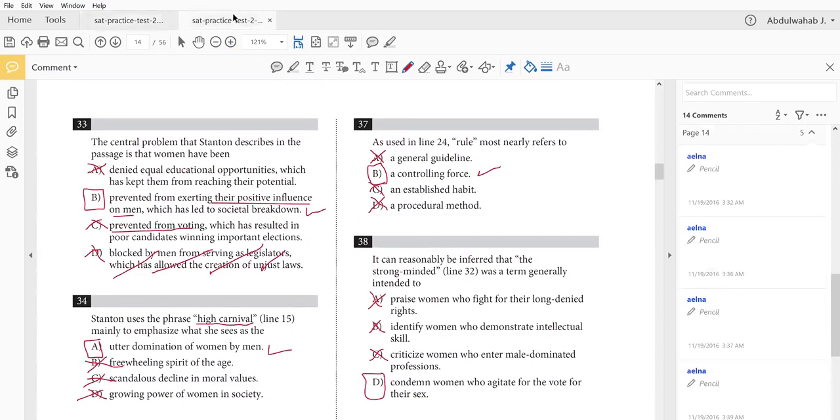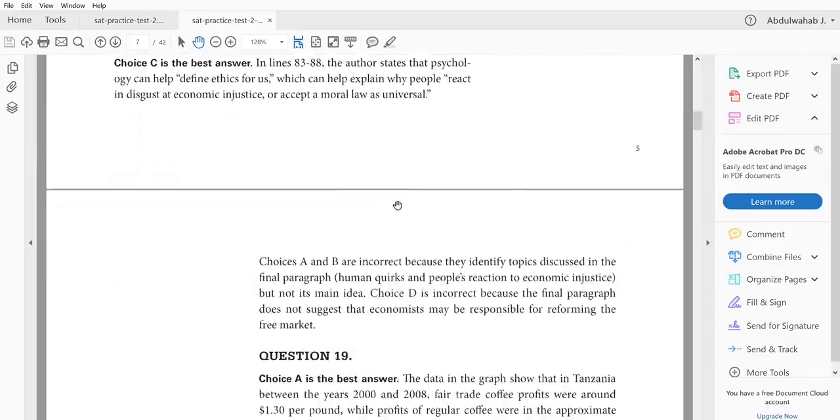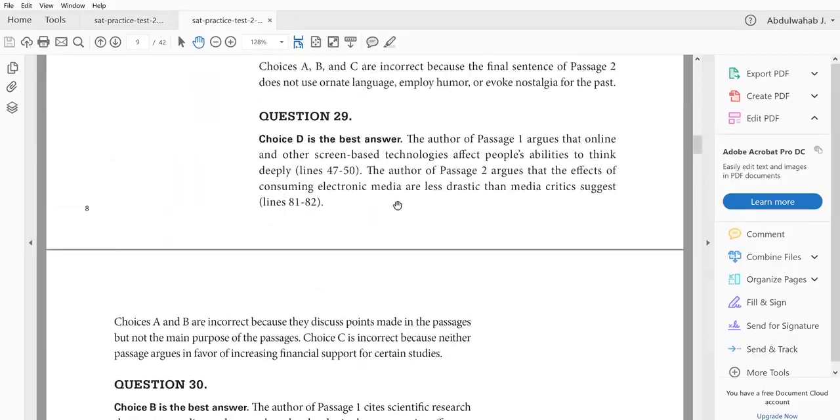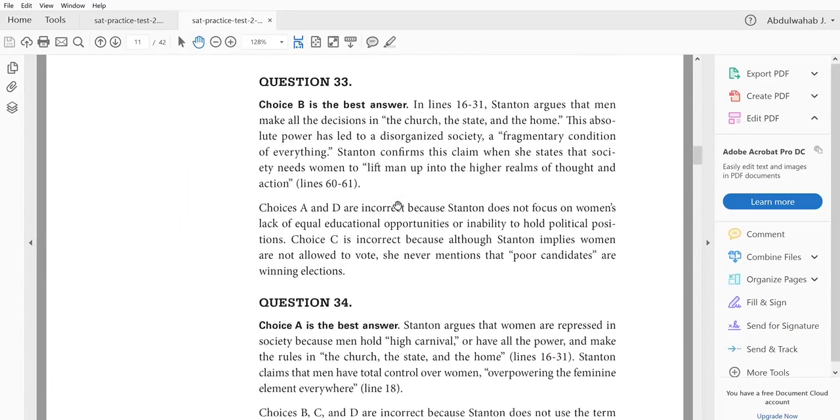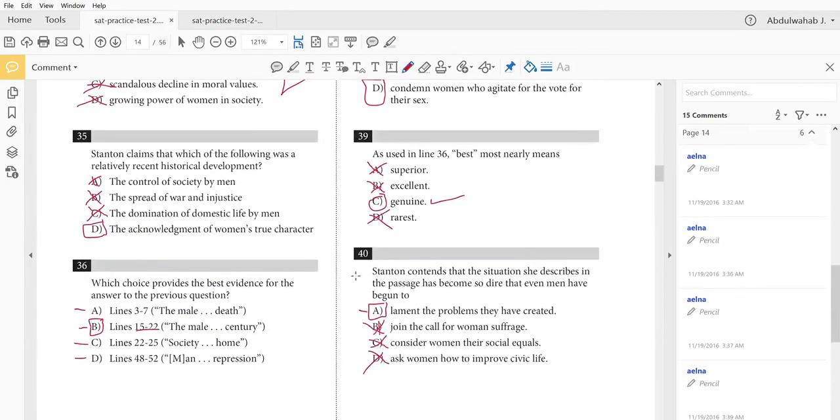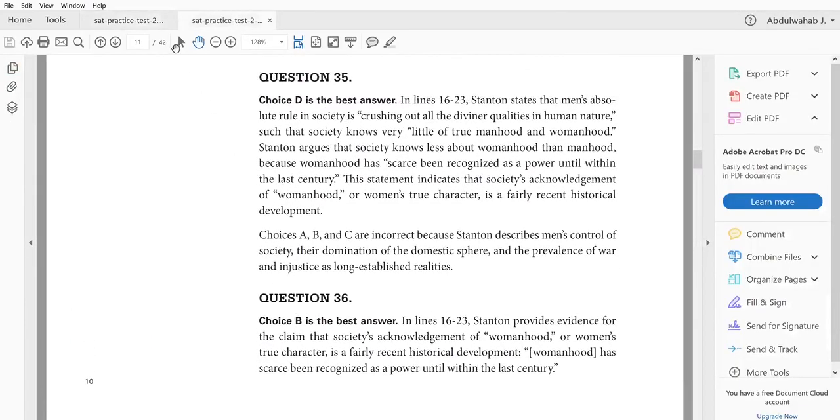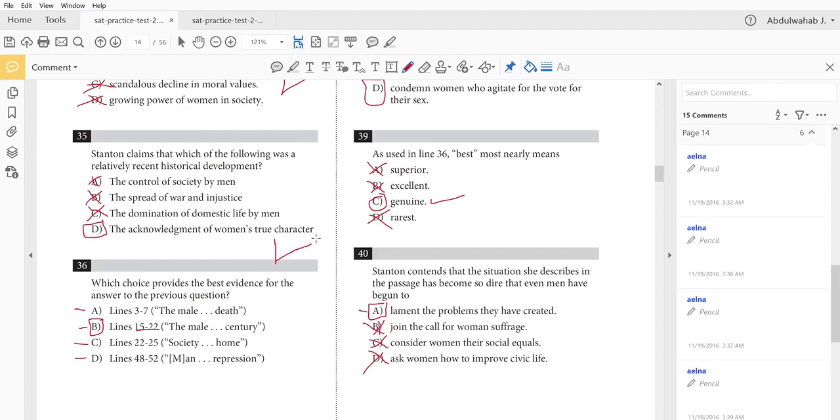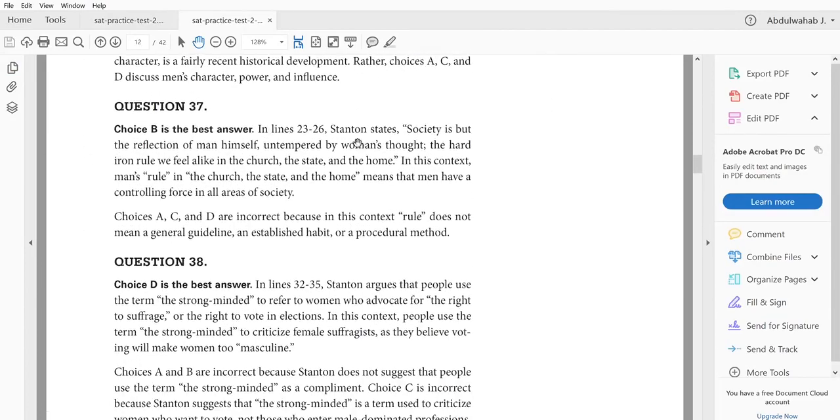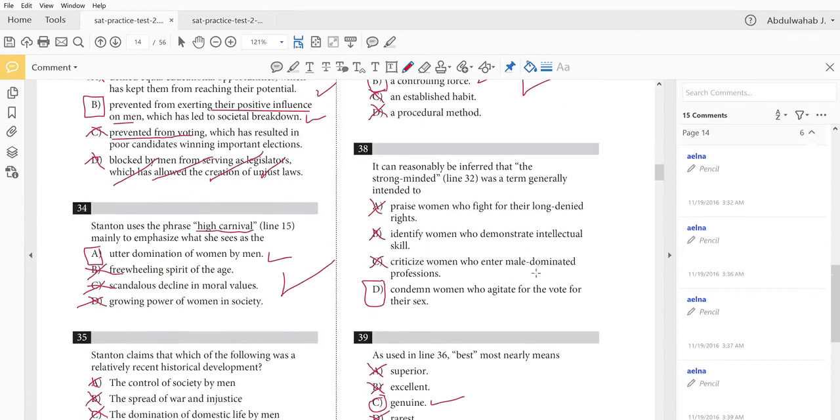So let's go through the answers as we usually do. We did questions 33 to 42, so we're going down to 33. Here's 33 and 34, B and A. So B, A. Let's check 35 and 36, D and B. So here's D and here's B. Then go down to 37 and 38, B and D. B and D, so here's B and here's D.